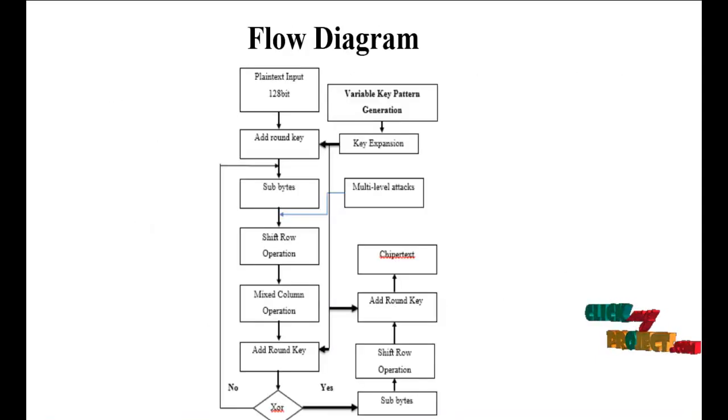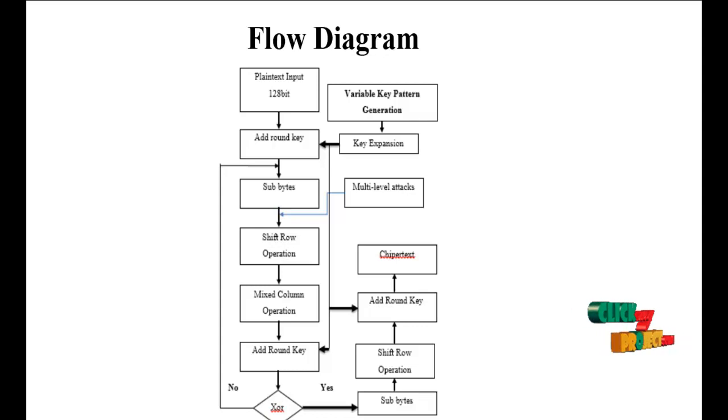Our project flow explained. First of all is a plain text of 128 bits. After that, using that key, the explanation of the algorithm. So this algorithm uses variable key pattern generation using key expansions. So there is an add round key of the AES algorithm, and sub byte and then shift row operation and then mix column operation and add round key.